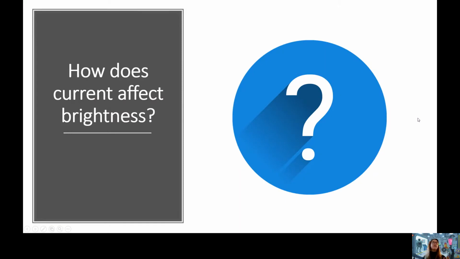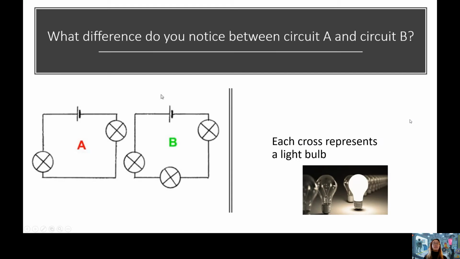And how does current affect brightness? Is the question we're looking at today. So I have a question for you. What difference do you notice between current A and current B? Each cross represents a light bulb. So what difference do you notice between current A and current B? Pause this video now and think about your answer.